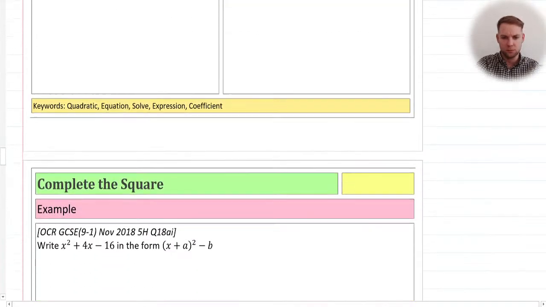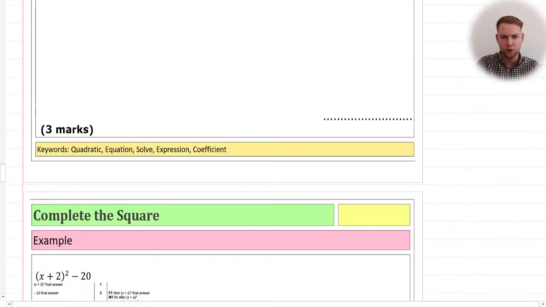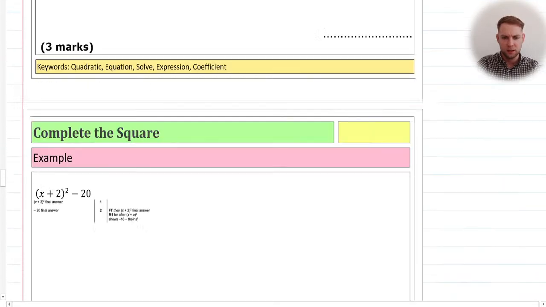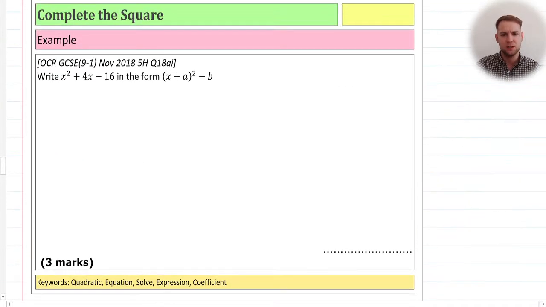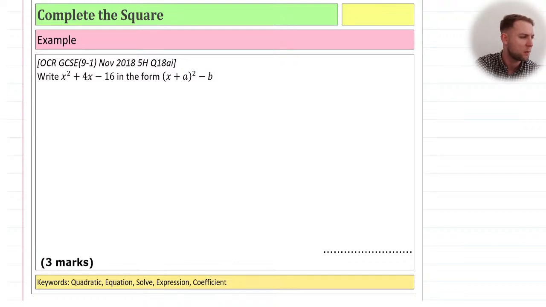Okay, so we've got one more. We've got a couple of questions to go through here. These are actual GCSE style questions. So notice this is 3 marks. It did come up. Have a look. This came up in the OCR paper very recently, actually. So have a little go at that one there.